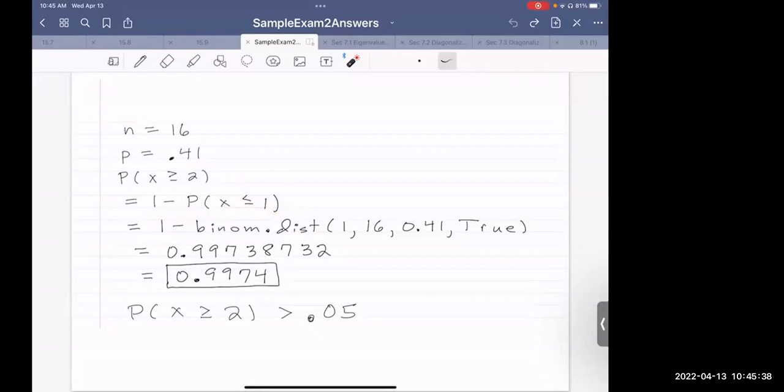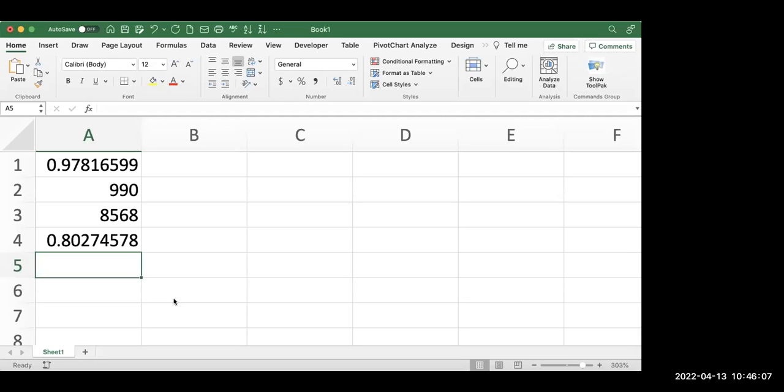So in this case, we're going to be using the binom distribution function. So binom.dist, and we're going to be doing an inequality, so we're going to be doing true. And so 1 minus binom.dist. I want to get rid of everything less than or equal to 1. So 1, 16, 0.41, true. Okay, so let's type this into Excel.